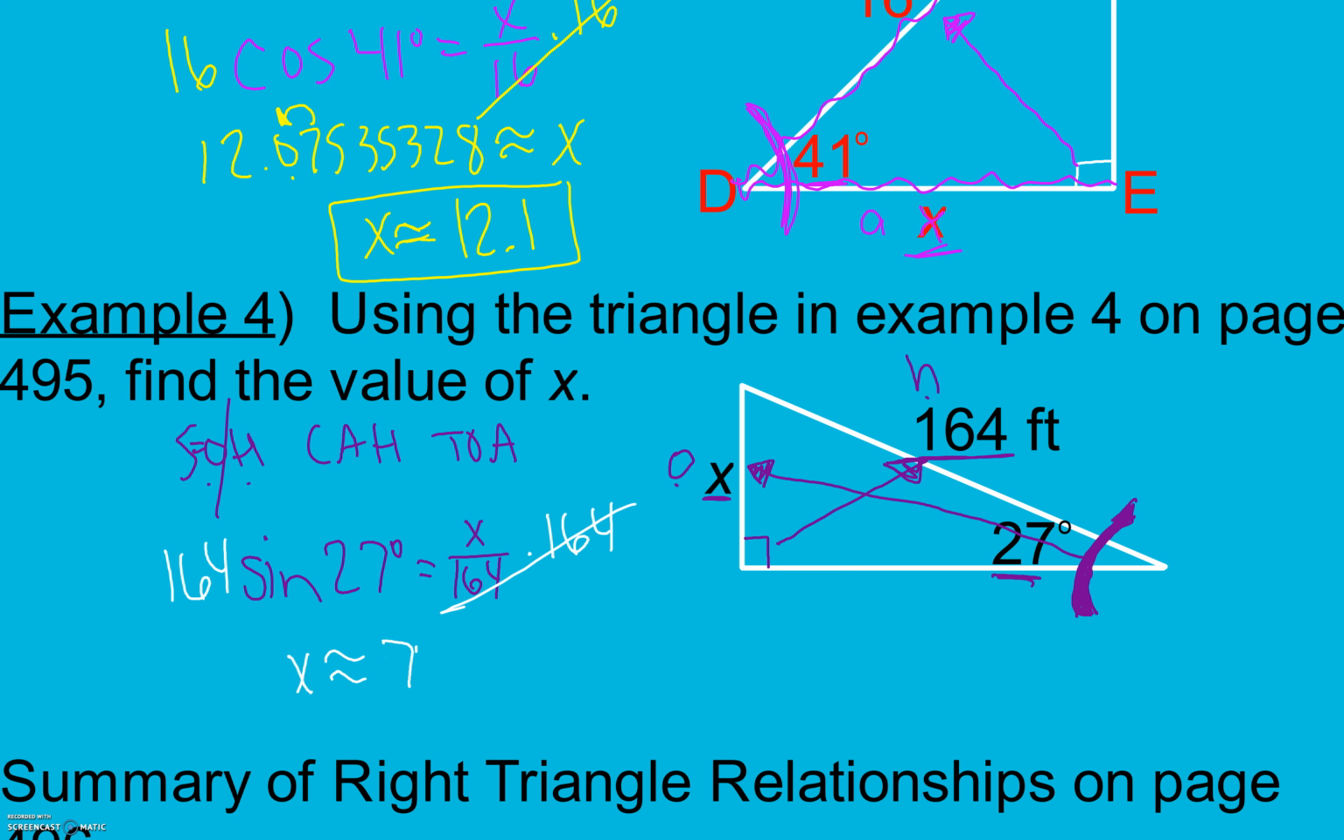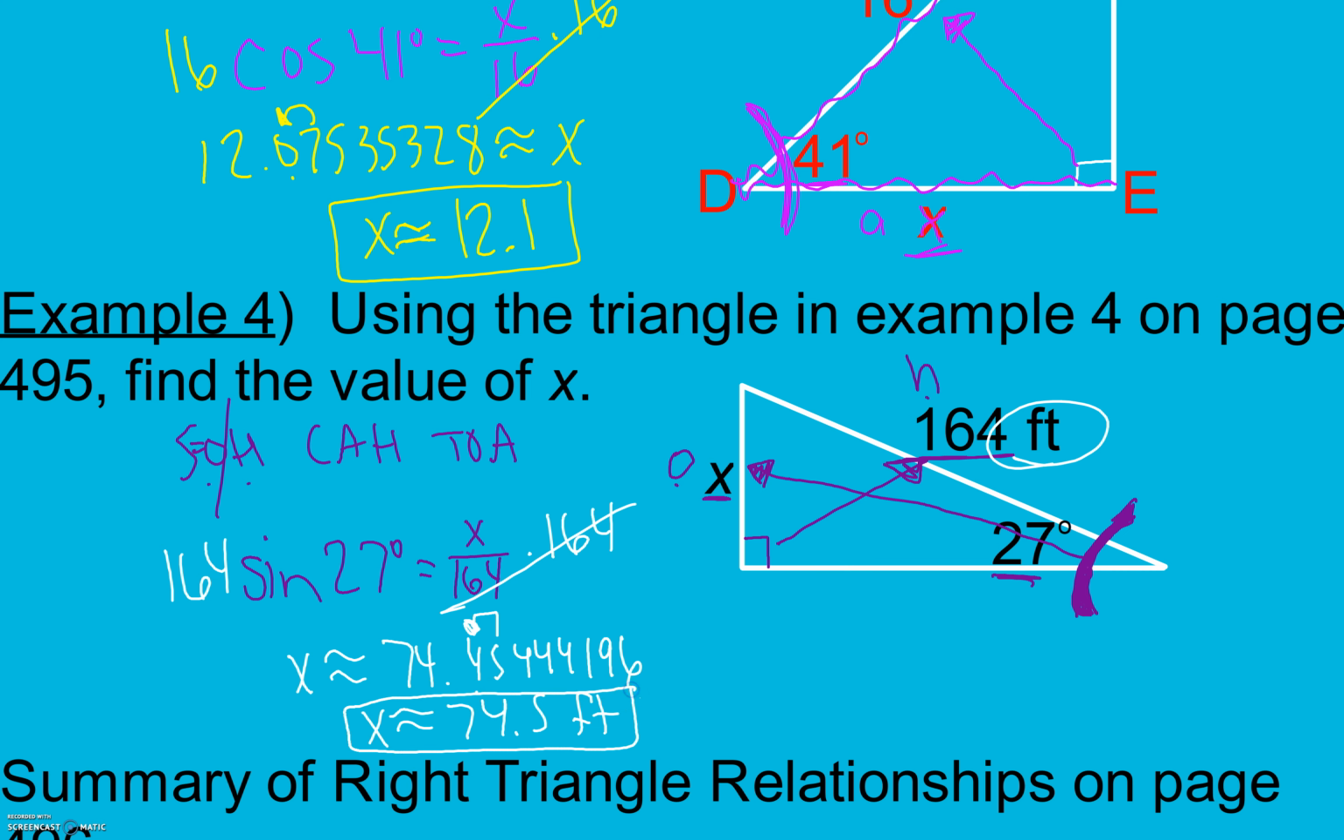X is approximately 74.45444196. Again, here I'm going to round to the nearest tenth. It doesn't specifically say, so that's where I'm going to go. Doesn't super matter here, since it doesn't tell us one way or the other. So 5 rounds up, and x is going to be approximately 74.5. Labeled in feet because our other side was in feet, so we know what that unit is.